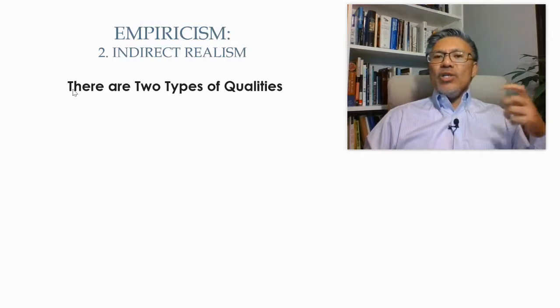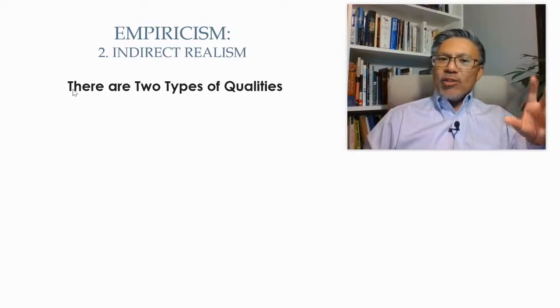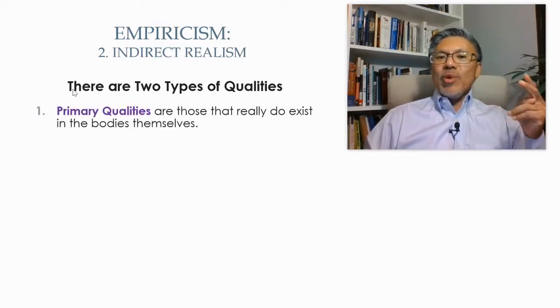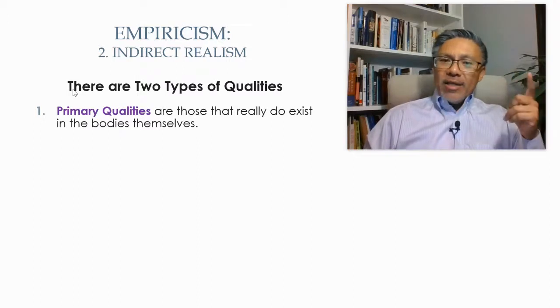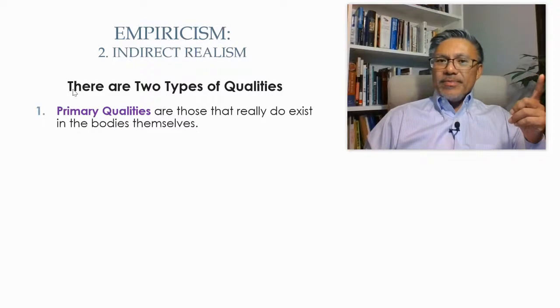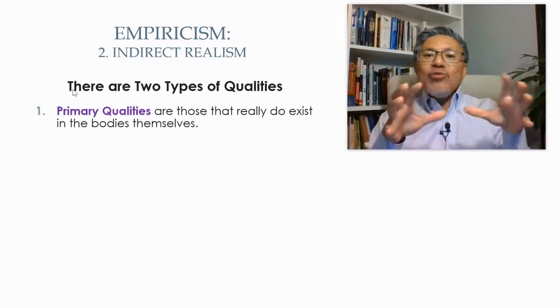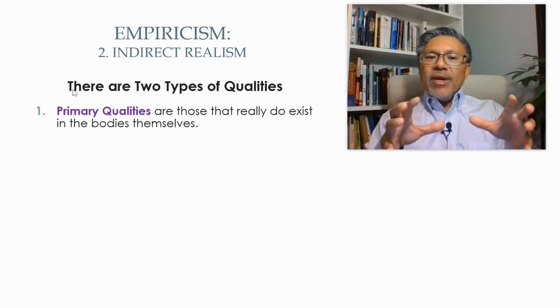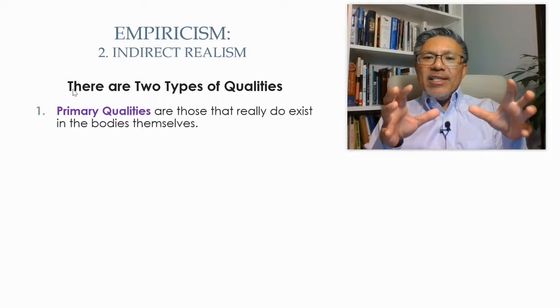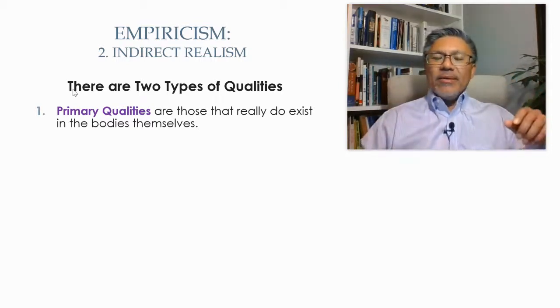And he's going to say when you experience the properties of an object, when you experience the qualities of an object, there are really two types you are experiencing. One, there are primary qualities of an object. Primary qualities, says Locke, are qualities that are of the object itself, right? They're qualities of the thing that you are experiencing.